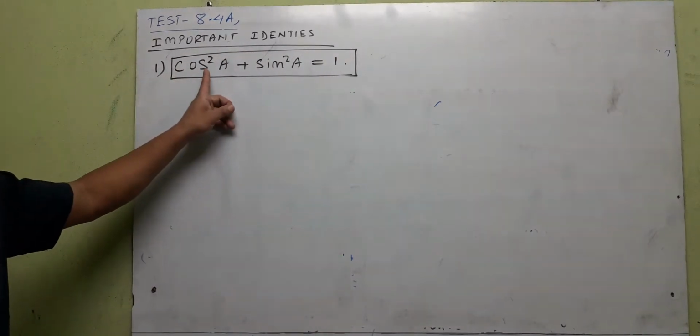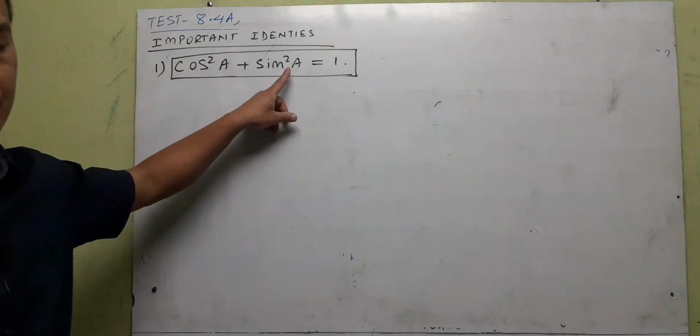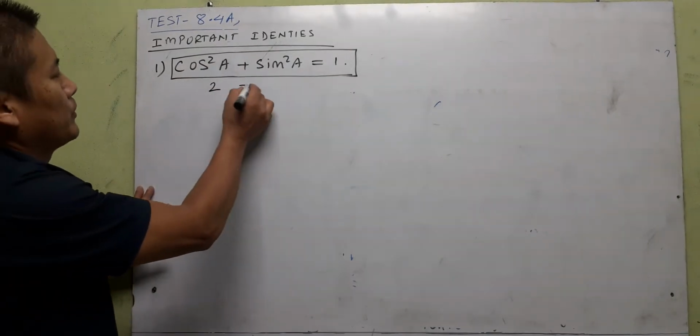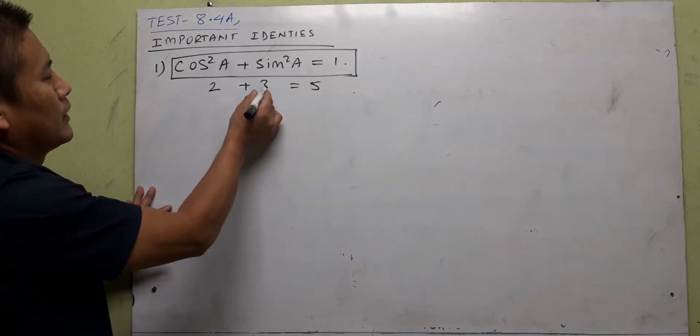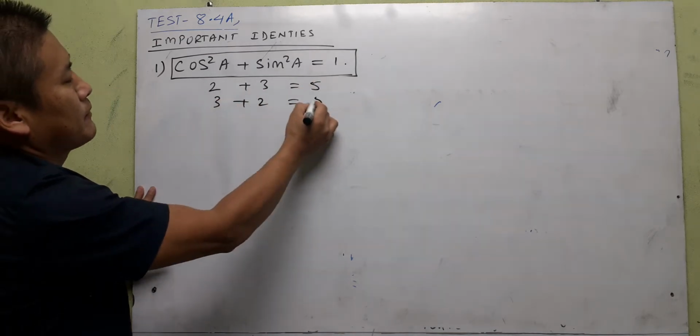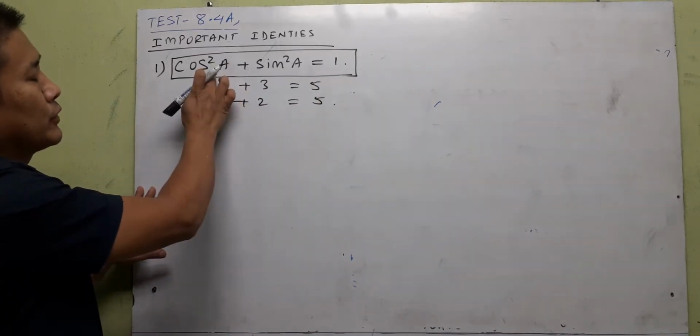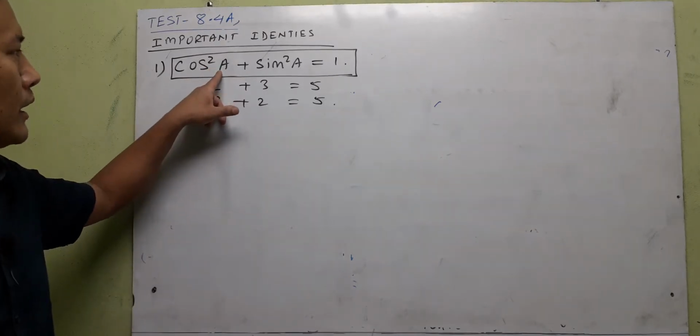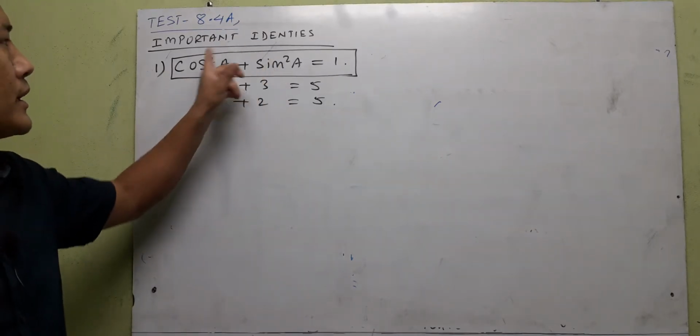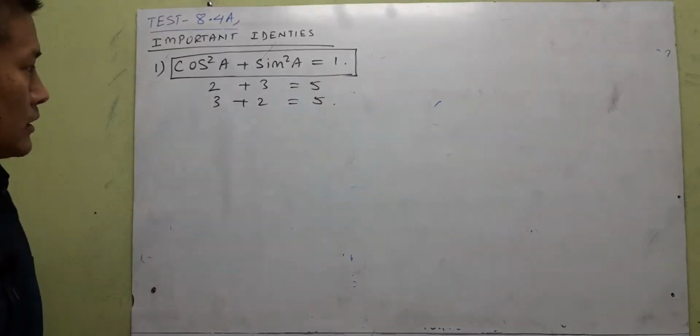Or you can also write sine square a plus cos square a, because it's the same, right? 2 plus 3, we know is 5. If you bring 3 front and 2 back also, it's same 5, the result. So what we mean to say is cos square a plus sine square a, or sine square a plus cos square a is same when it is plus, right?